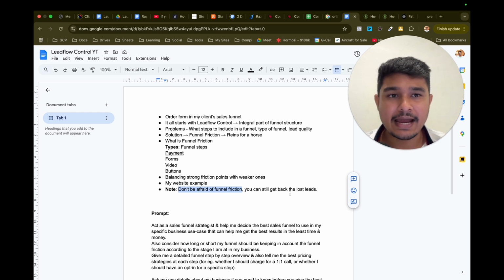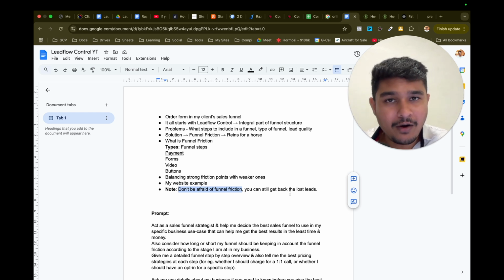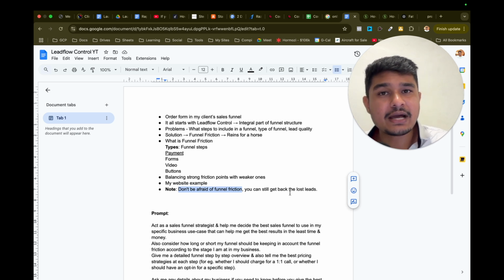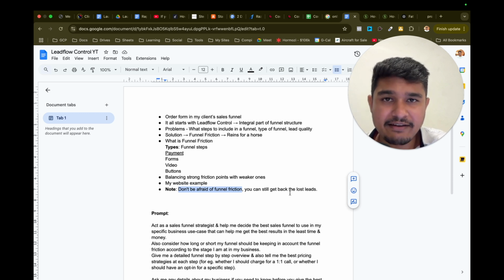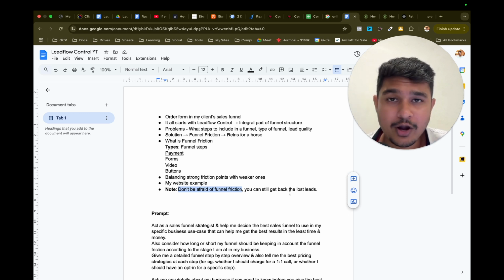Then understand, even if people are dropping off when you increase the funnel friction, you can retarget them with, let's say, retargeting ads. Or if you have got their data, you might have some opt-in on your landing page, so you can retarget them with email marketing and all of that. So there are multiple ways to get the traffic back into your funnel. So do not be afraid to increase the funnel friction, right?